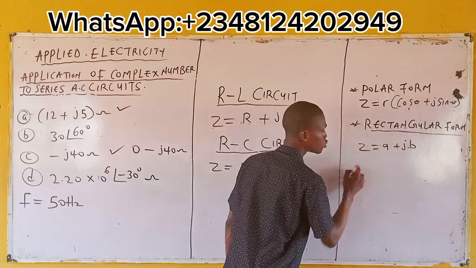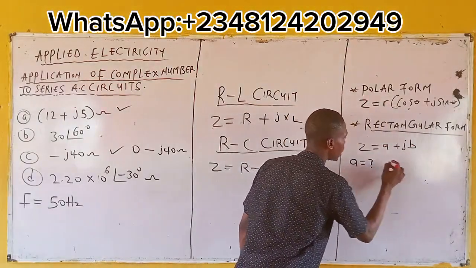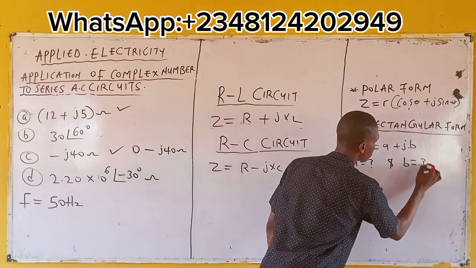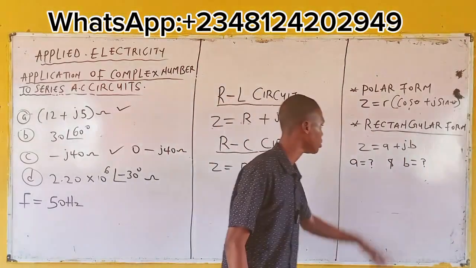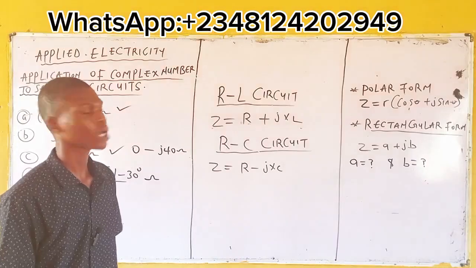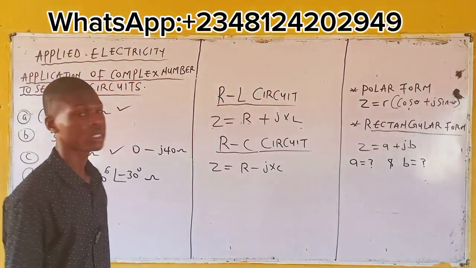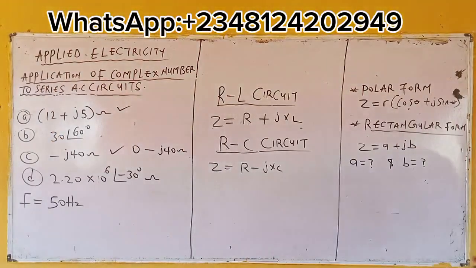A plus jB. You can only convert this if you know the value of A and the value of B. Now, how do you get the value of A? How do you get the value of B? Do you get what I'm saying? Yes. We said we want to convert which polar form?